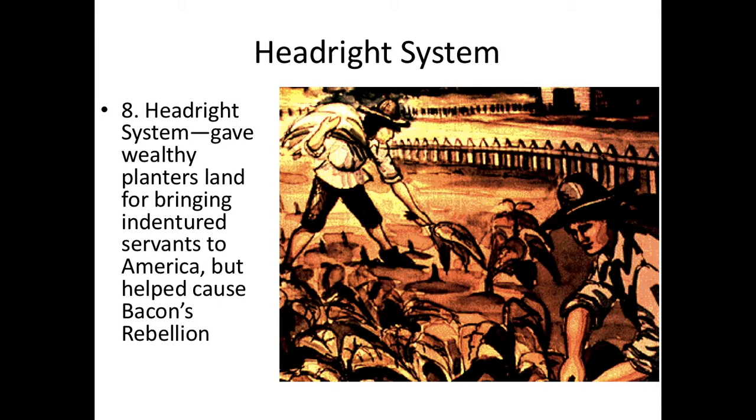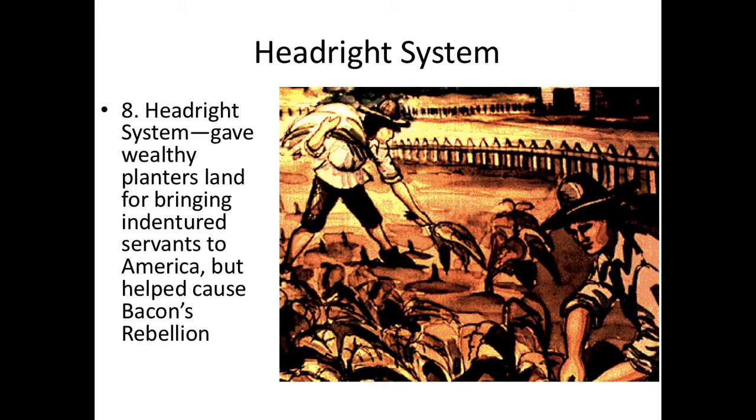So, something we talked about with tobacco was indentured servitude. And the headright system goes right along with that. The headright system was a way in which the wealthy people in Jamestown, and remember, the wealthy people in Jamestown are going to be the ones that own all of the tobacco fields. And they're going to want people to come work in their tobacco fields, harvesting the tobacco, because if they have more tobacco, they'll make more money.